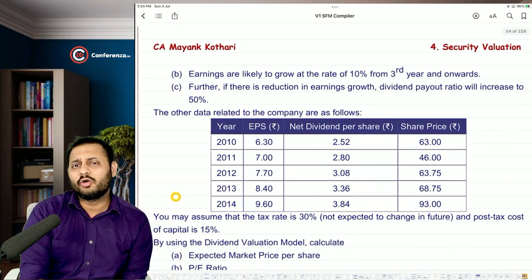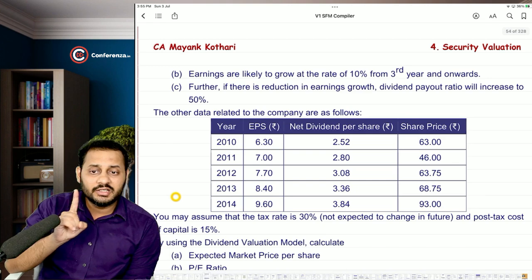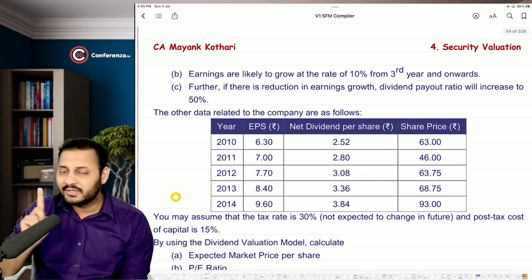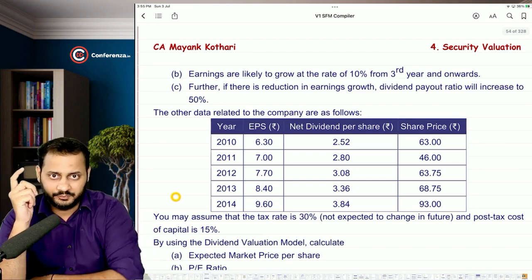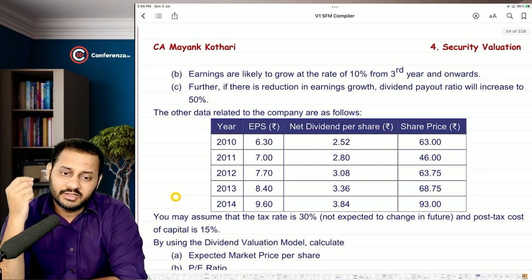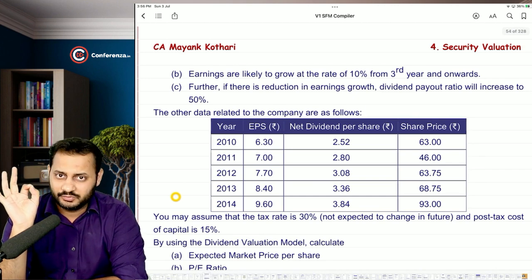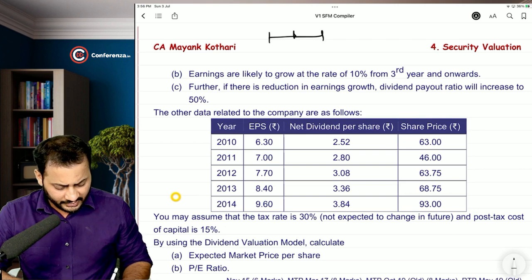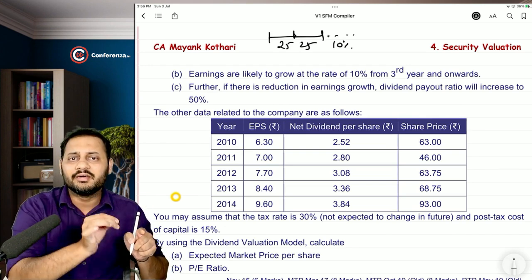You might not have observed that the first point says earnings and dividends will grow by 25%. The second point says only earnings are growing by 10%. They have missed the word dividend. Why? The reason is given in the third part. Further, is there a reduction in the earnings growth? Yes, sir. First year, second year it is 25, and then third year it is 10. So I can clearly see there is a growth rate, but there is a reduction in the growth rate.